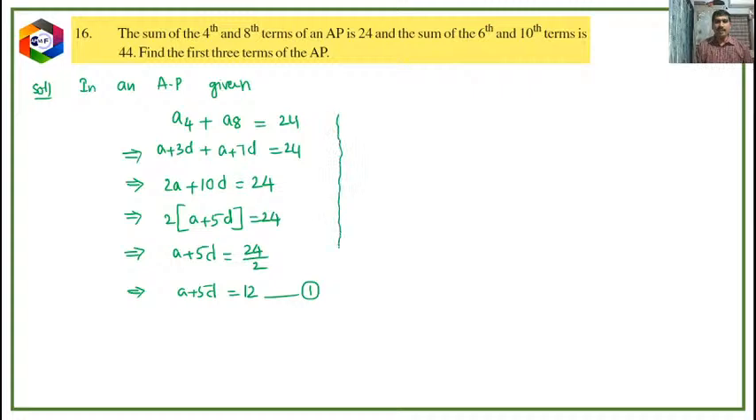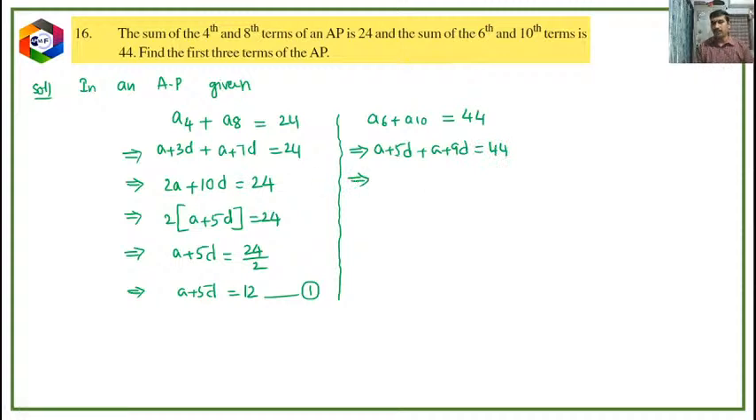And in the same way, one more value is given. What is that? The sum of A6 and A10. A6 plus A10 is given as 44. So the sum of the 6th term and 10th term. What is A6 and A10? A6 value is A plus 5D, and A10 is A plus 9D, is equal to 44.